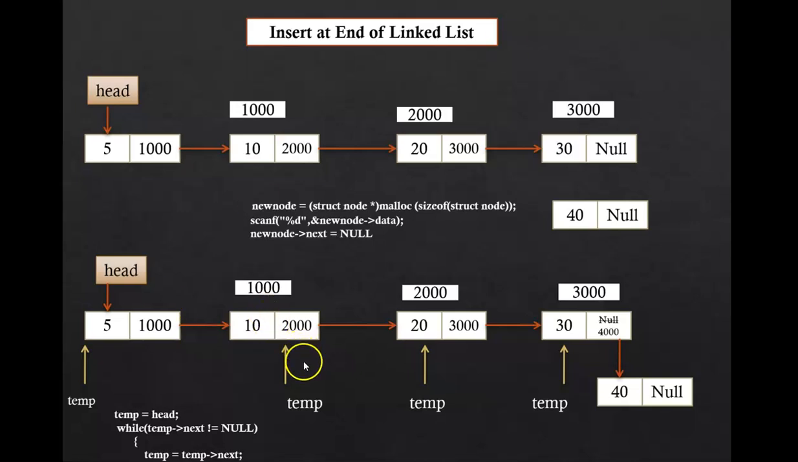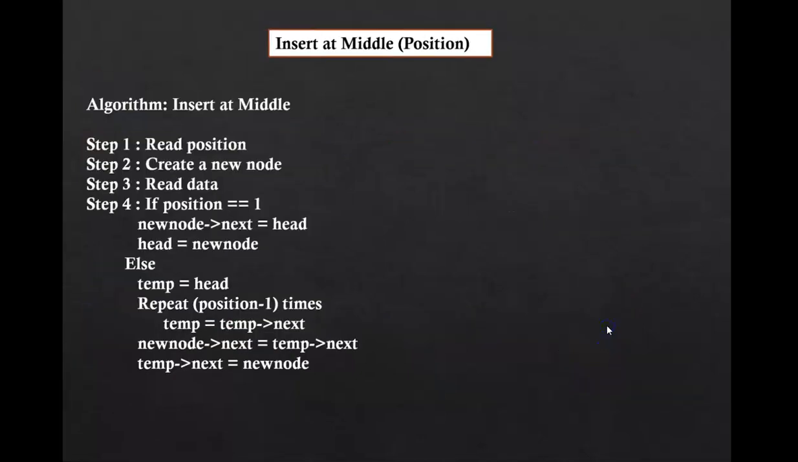So how am I making the new node 40 the last node? Temp's next. So this is temp's next. Make temp's next equal to the new node. Look, the address of 40. What could the address of 40 be here? Maybe the address of 40 is 4000. That is written in the next of 30.